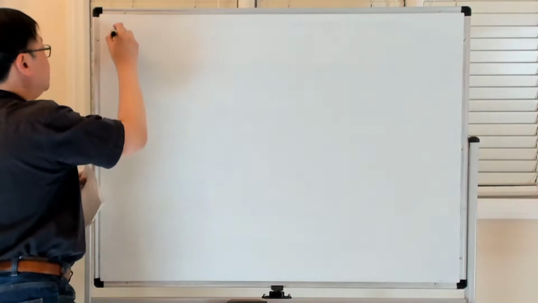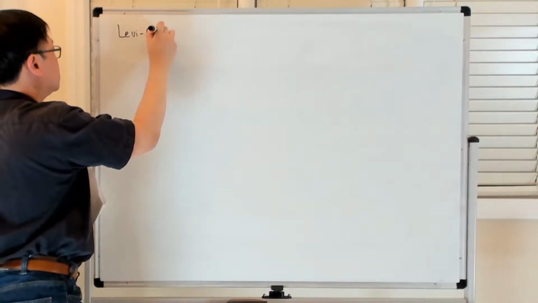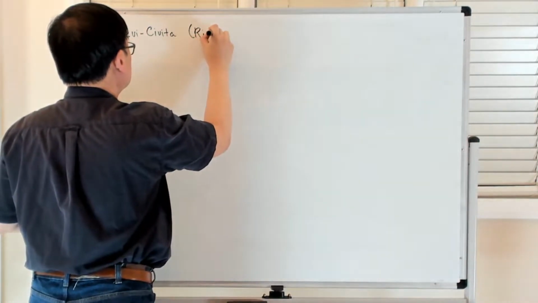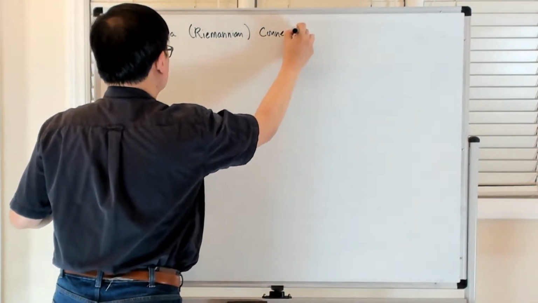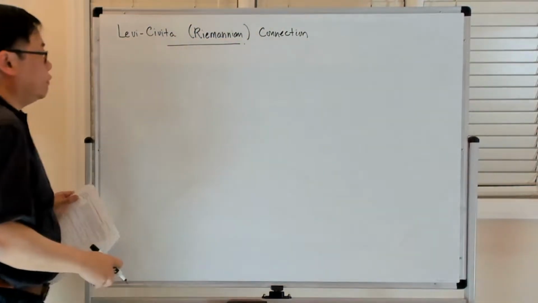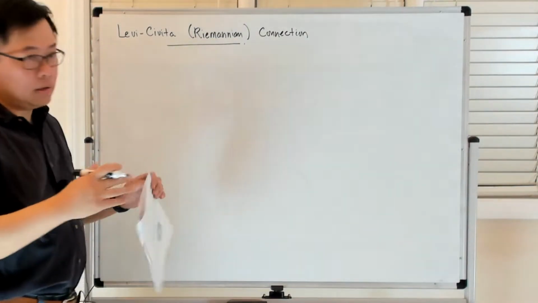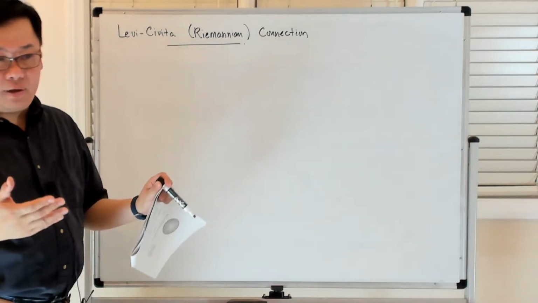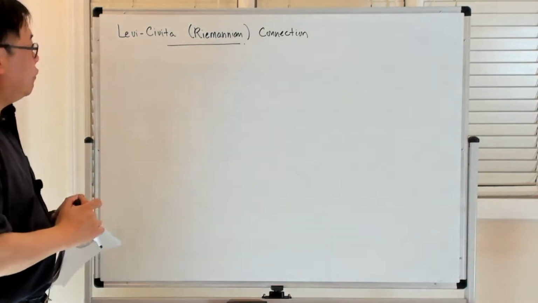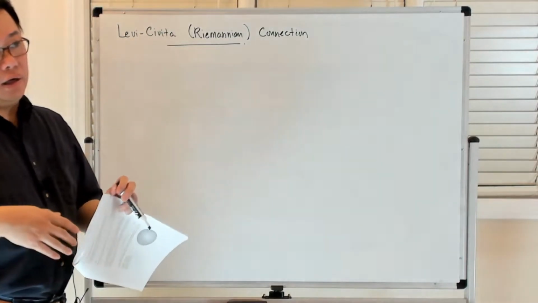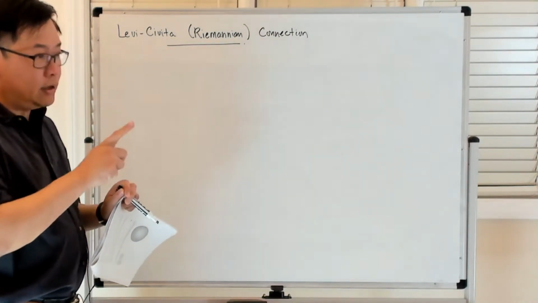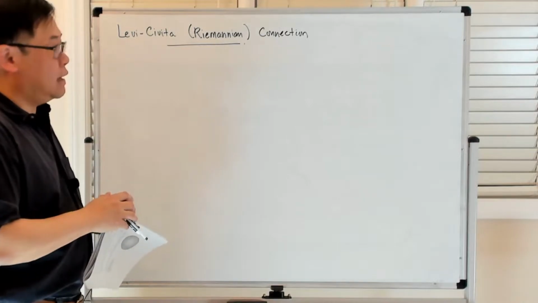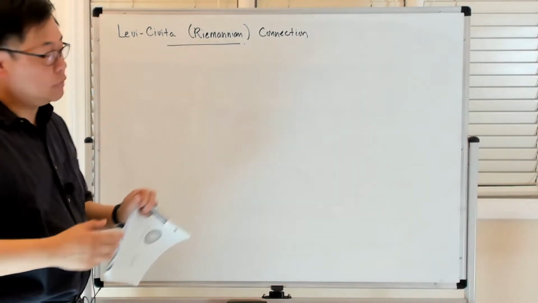All right, so now we're going to talk about what is called the Levi-Civita or Riemannian connection. For most of this course, we've been talking about two ways of thinking about generalizations of straight lines, if you will. One is in terms of affine connections, and the idea that the direction stays the same, and the other in terms of length minimizing curves.